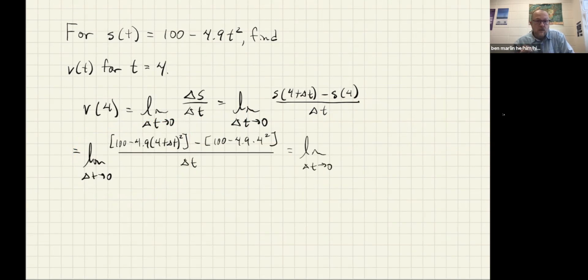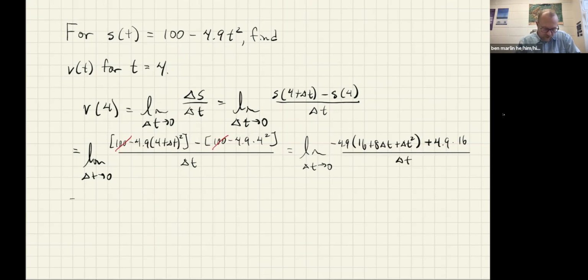All right. So with the subtraction portion, you can see pretty easily that the 100s go away. But the other piece of it is not so easy. We'll have to say minus 4.9 times 4 plus delta t squared. Squaring that will be 16 plus 8 delta t plus delta t squared. And then minus negative 4.9 times the 16. All that divided by the delta t. There's a limit, delta t is going to 0 here. And I embarrassingly enough have to go grab a calculator to find out 4.9 times 16 is 78.4.